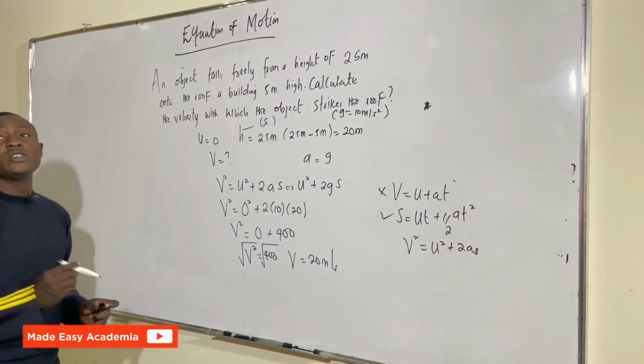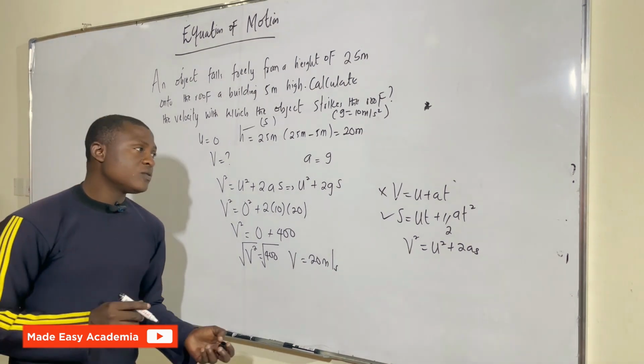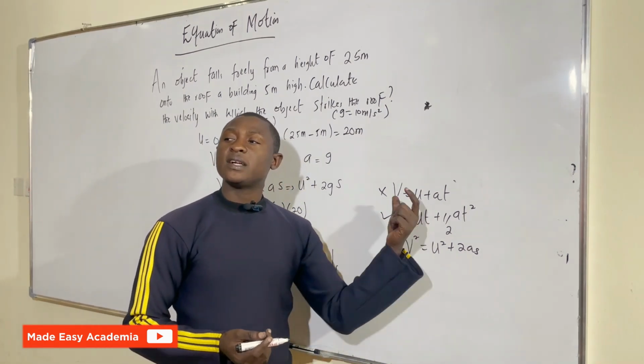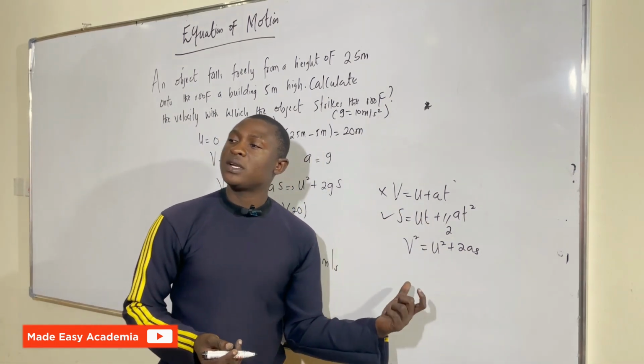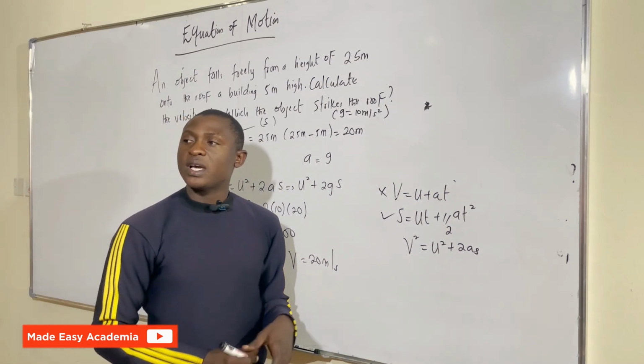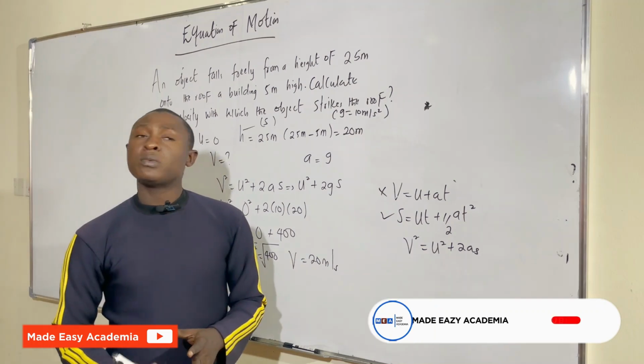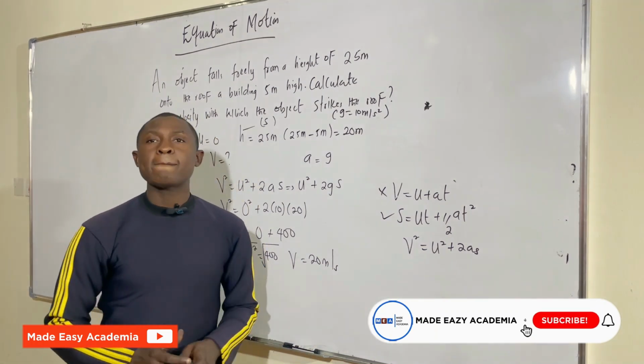So it depends on the data you have in the particular problem. You may be asked to find either a or t, just look at the data and fetch out the one that corresponds to the one that we have for the three equations, either the first one or the second one or the third one as well. So that's all about what we have, equation of motion.